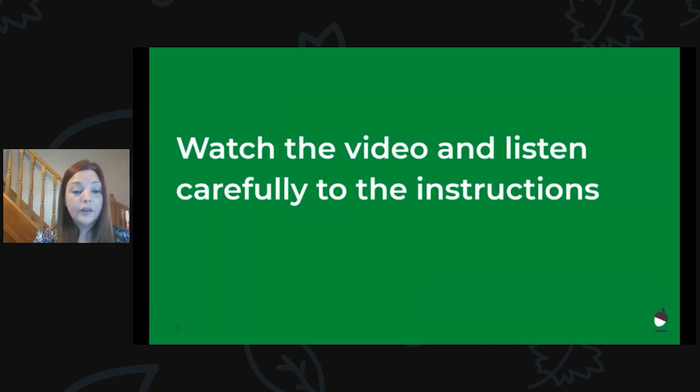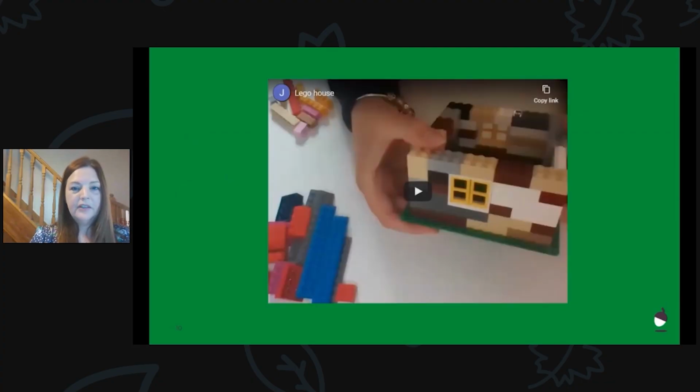So now it's time for us to do our building. So have a think before you start about what your house looks like. How many windows will you need? How many doors? Will your roof be a pointed roof like a triangle, or will it be a flat roof? I don't know. Have a think. Let's get ready to watch our video of me making my house.